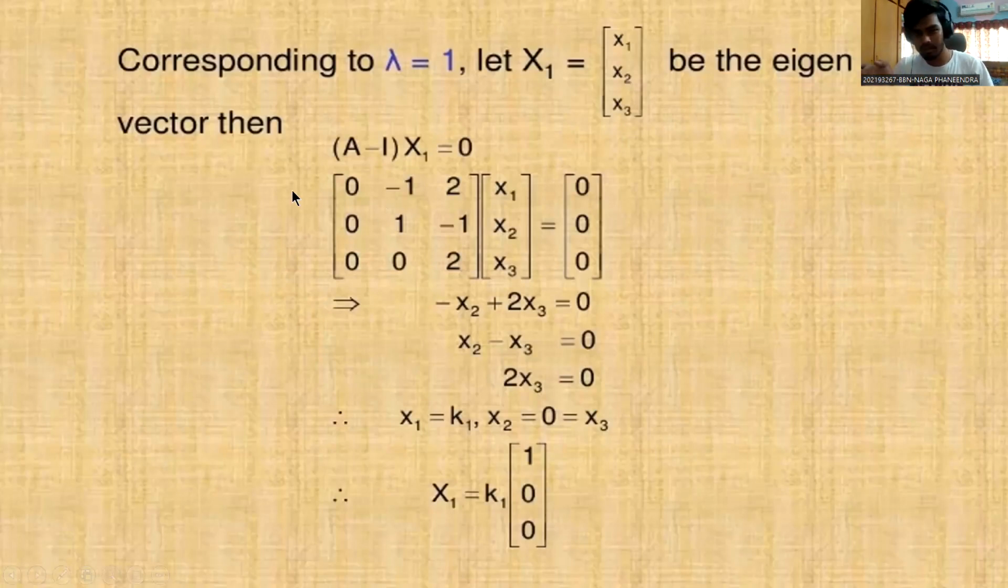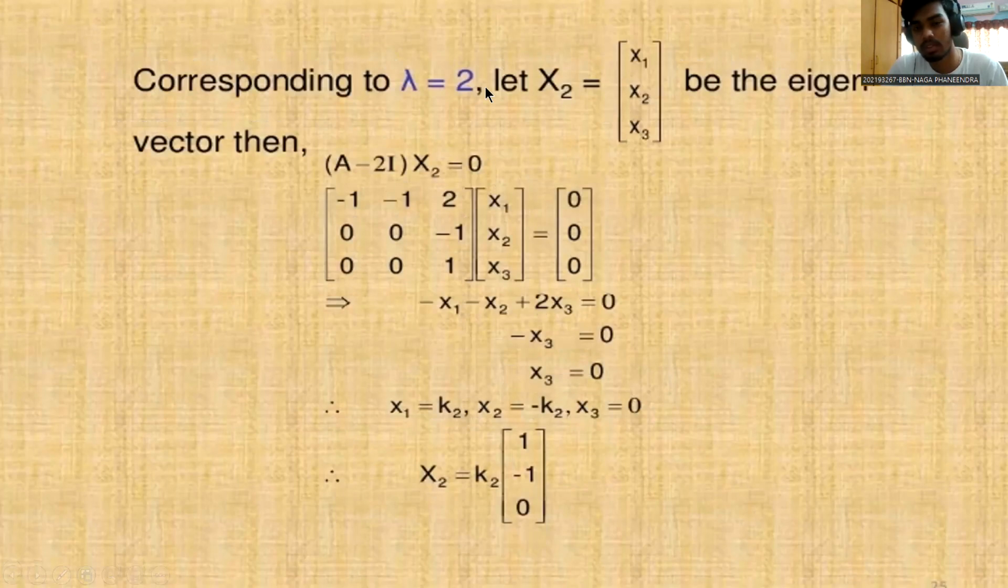Corresponding to the first eigenvalue, lambda equals 1, we put it in A minus lambda I, and we get x1 as k1, a constant, times 1, 0, 0. It is the first eigenvector. Coming to the second one, lambda equals 2, we put 2 in place of lambda in A minus lambda I. We get k2, a second constant, and 1, minus 1, 0 will be the eigenvector.